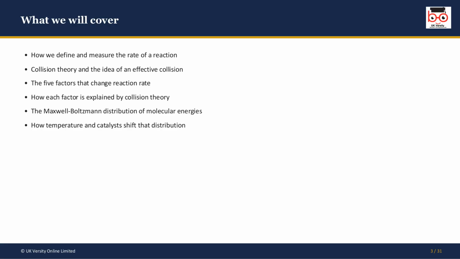it in the lab. Then we'll meet collision theory and the idea of an effective collision, run through the 5 factors that speed a reaction up or slow it down, see how each is explained by collision theory, and finish with the Maxwell-Boltzmann distribution and how temperature and catalysts shift it.